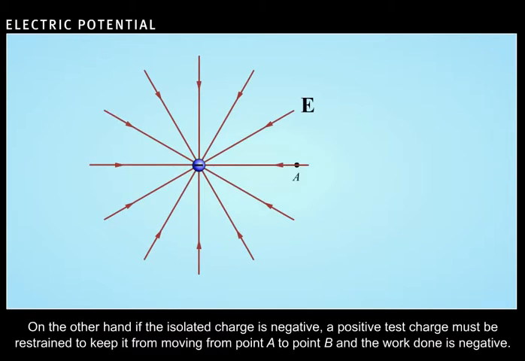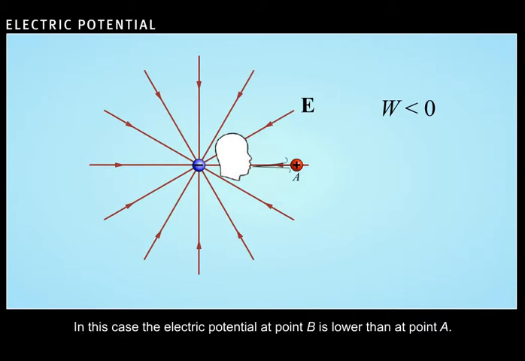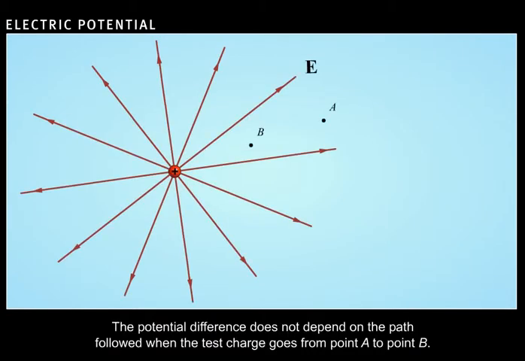On the other hand, if the isolated charge is negative, a positive test charge must be restrained to keep it from moving from point A to point B, and the work done is negative. In this case, the electric potential at point B is lower than at point A. The potential difference does not depend on the path followed when the test charge goes from point A to point B.